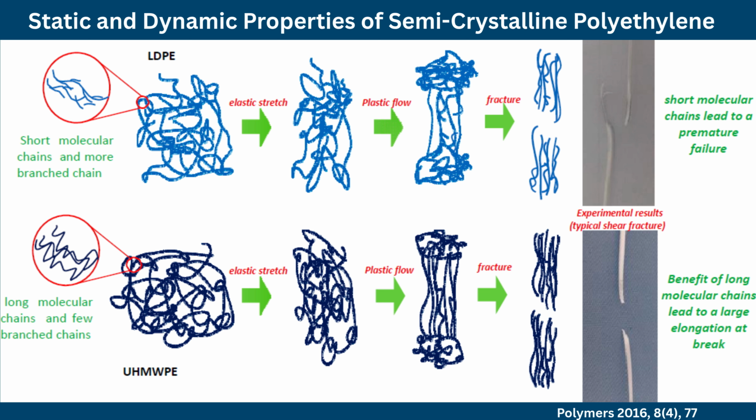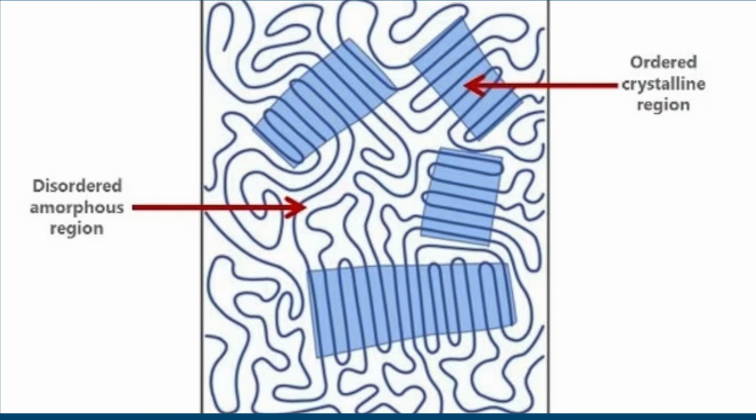Effective stress transfer through tie molecules and preservation of intercrystalline connectivity during deformation are essential for stable yielding, neck propagation, and strain hardening. Molecular weight, branching, crystallinity, lamellar thickness, thermal history, and processing conditions therefore provide powerful tools for controlling the brittle to ductile transition.